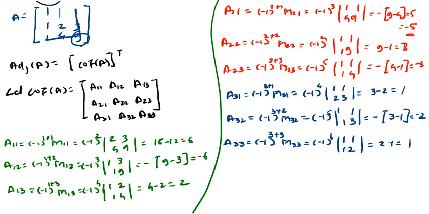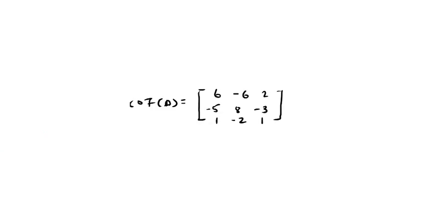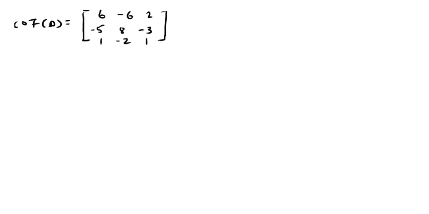So finally we got the cofactor matrix of A, which will contain: the first row will be 6, minus 6, 2. The second row will be minus 5, 8, and then minus 3. The third row will be 1, minus 2 and 1. So this is how we will get the matrix of cofactors of the matrix A. This is our cofactor matrix.